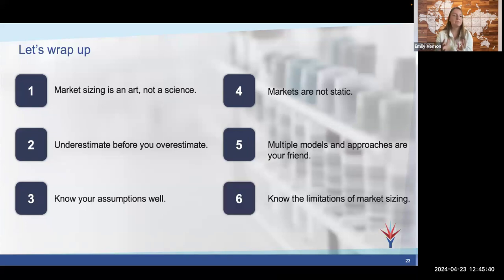And finally, know the limitations. A market size and a market potential don't paint the whole picture of a technology's potential. We painted it as a fourth of a pie early on in that graphic that Brailey covered at the beginning. There's a lot of other values, of course, with technologies. This is one piece to the puzzle.